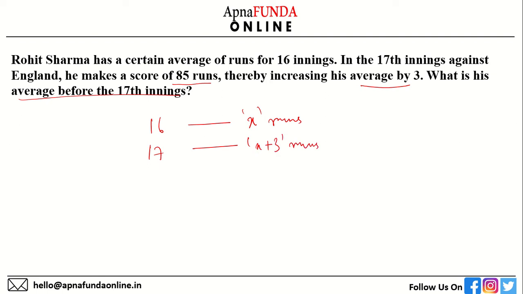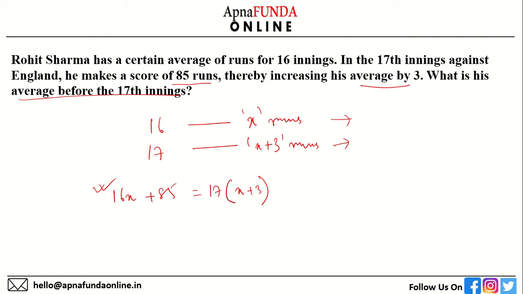Correct. Now, let's come to the expression 16x plus 85 is equal to 17 into x plus 3. You should get this expression. How did we derive this? 16x is the total runs that Rohit Sharma made in 16 innings. 17x plus 3 is the total runs that Rohit Sharma made in 17 innings.